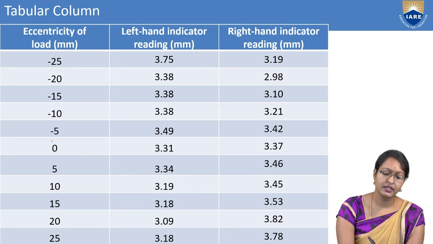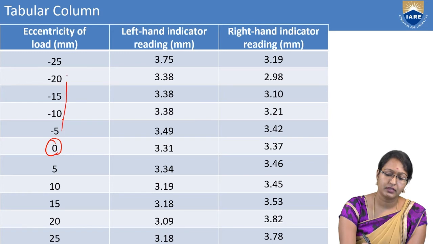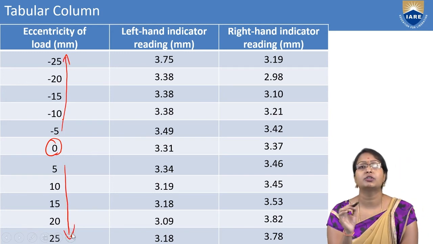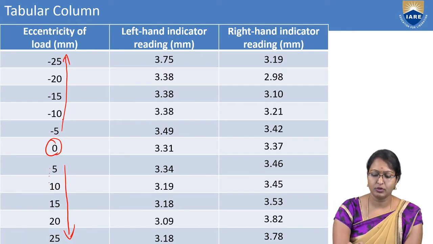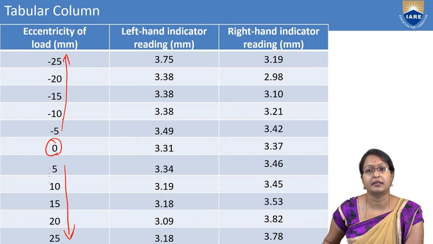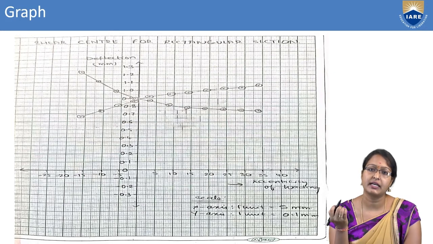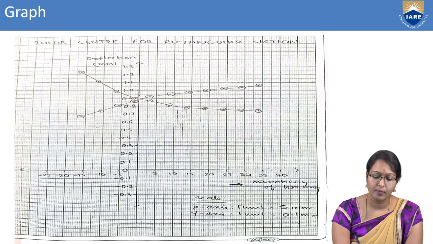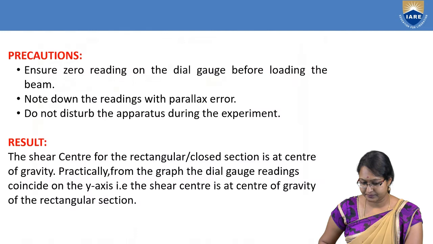Here we start from 0 and then take these values, and we shift our loads to these values, with each point considered as 5. These are the values that we are going to get when we do the experiment. Finally, we take the left hand side readings and right hand side readings and plot them, and the particular point where they coincide is considered the shear center.